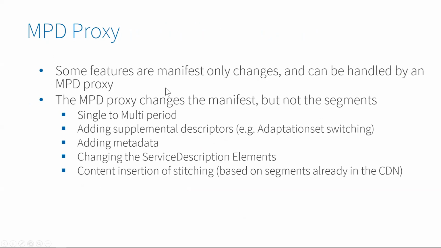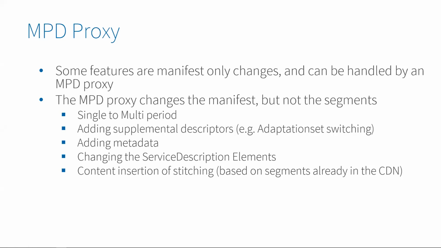So they are basically things like adding supplemental descriptors, adding metadata, changing something in the service description element to change your target latency, but also inserting or replacing content that's already in the CDN. These could be implemented in the MPD proxy, as long as they do not change the media segments, because they are manifest-only changes.